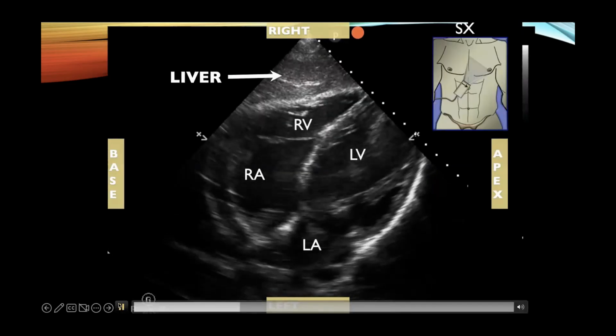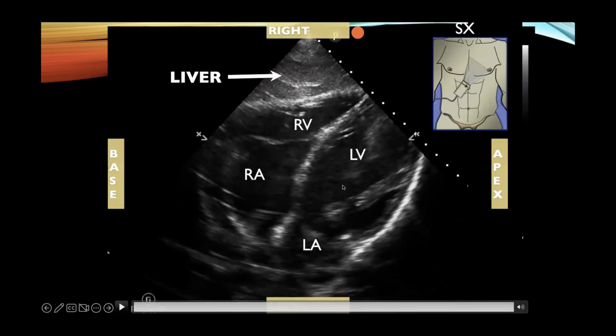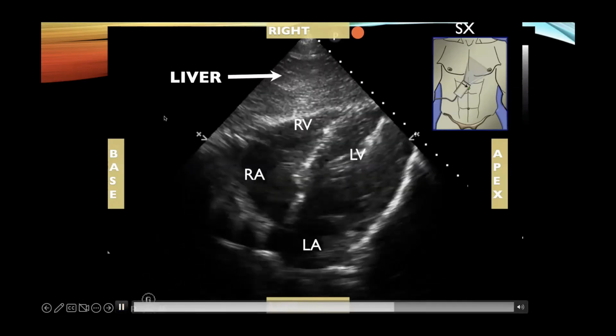All at once. No, we don't, right? That's pretty unremarkable. We don't see a big pericardial effusion. So this is just a normal heart.